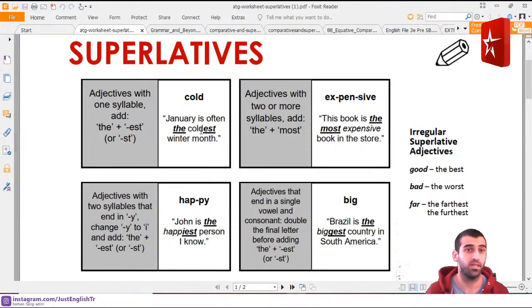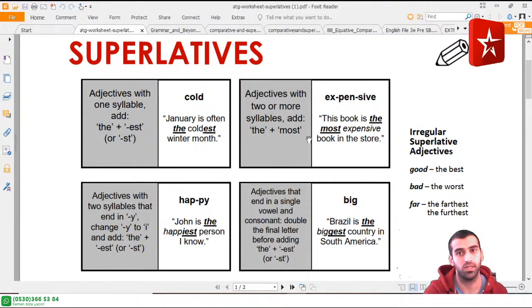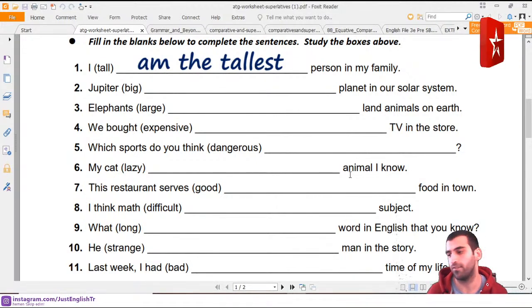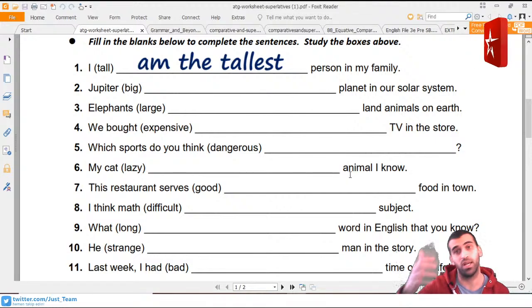For adjectives with one syllable, we add the -est. For adjectives with two syllables, we add the most, as you see, the and most. For example, the coldest, the most expensive. Let's continue with the exercise, from 1 to 11. Number 1 is already written here. For example, I'm the tallest person in my family. What about Jupiter? We have to use big planet in our solar system. In our solar system means we have more than one planet, and Jupiter is the blank planet.